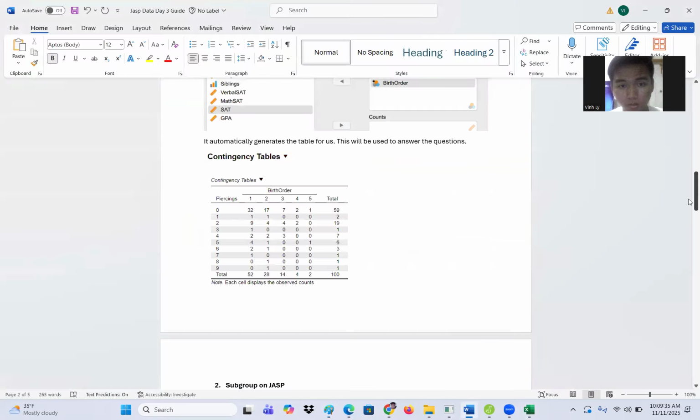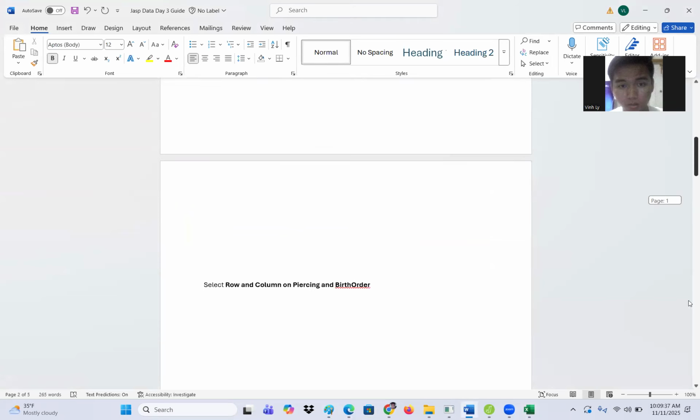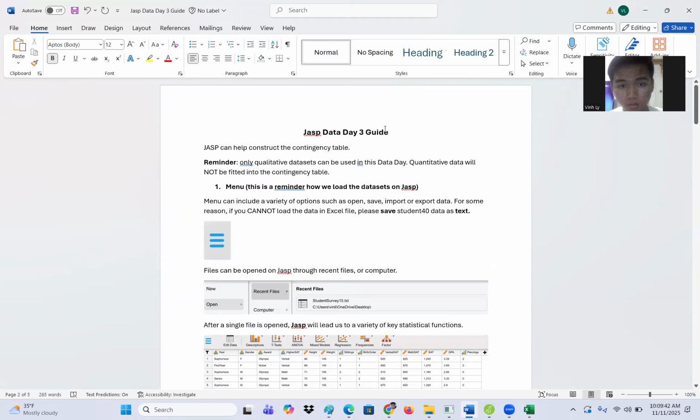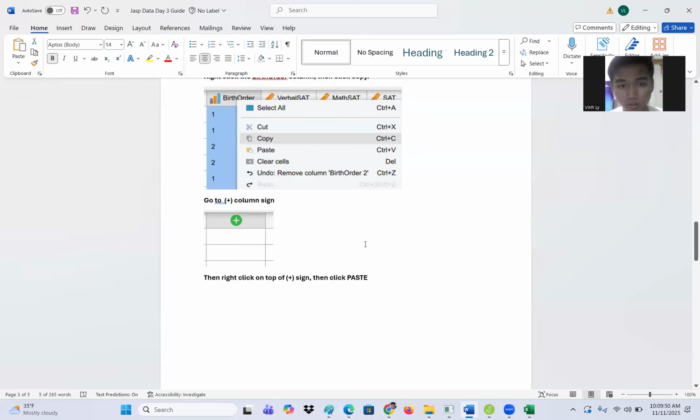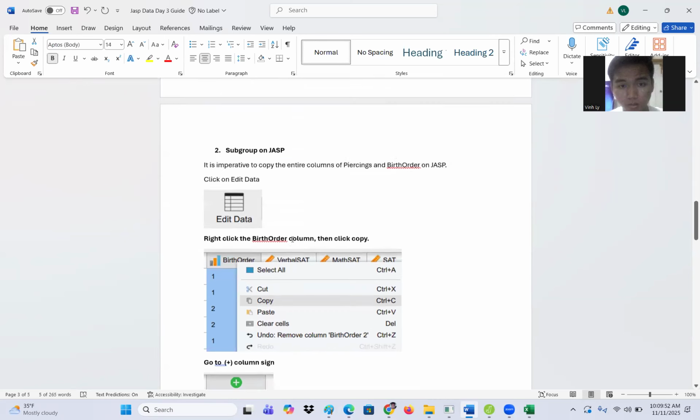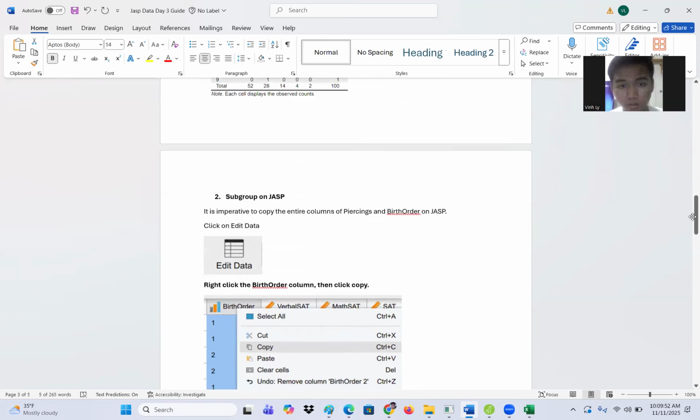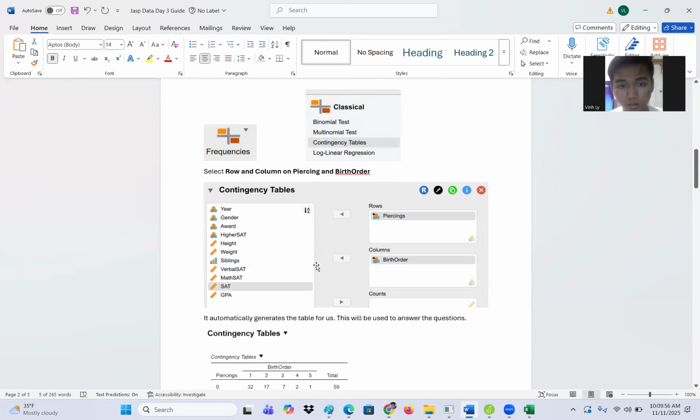All right, guys, so I will send out the instructions. I need to fix something with certain notes. I'm going to send out the data day 3 guide by Friday, so I want you guys to have the whole week to know how to do all of these instructions on JASP. It might be a little bit hard, so I hope all of you are going to do it.